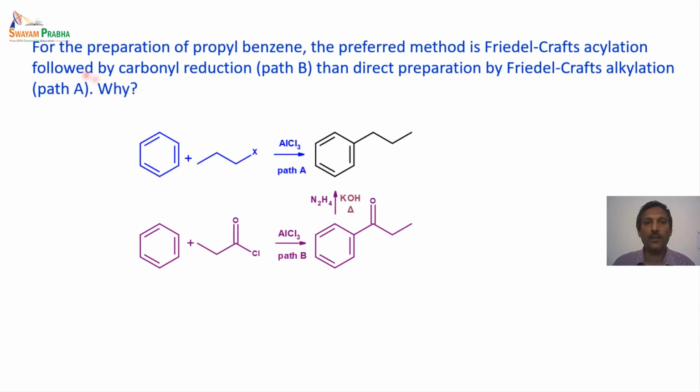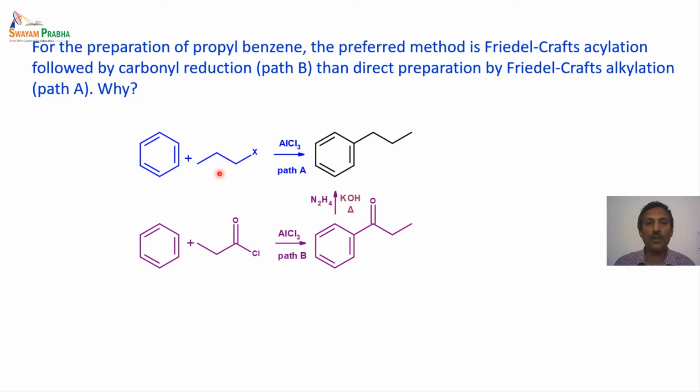Let us study the next problem. See, for the preparation of propyl benzene as shown here, the preferred method is a Friedel-Crafts acylation followed by reduction rather than direct Friedel-Crafts alkylation. That is, path B is the preferred one over path A. We need to find out why this is the preferred method.